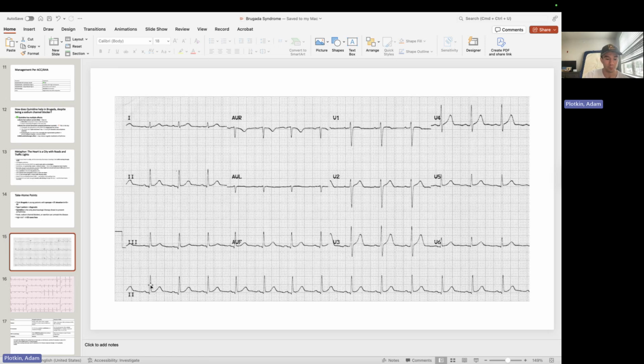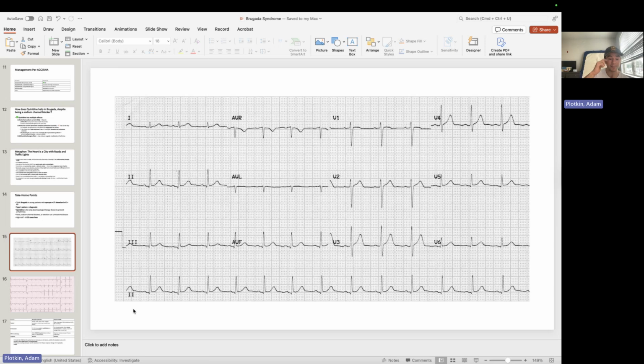I look at my rate. Let's see if we can find one that's close to a line. This one's pretty much close to a line. We'll count 1, 2, 3. It's a little more than 3 boxes, so it's a little less than 100 for your rate. I just think about it: 300, 150, 100. This would be 75. It's closer to 100 than 75, so maybe like 90, 95 beats per minute. So close to tachycardia, but not quite there.